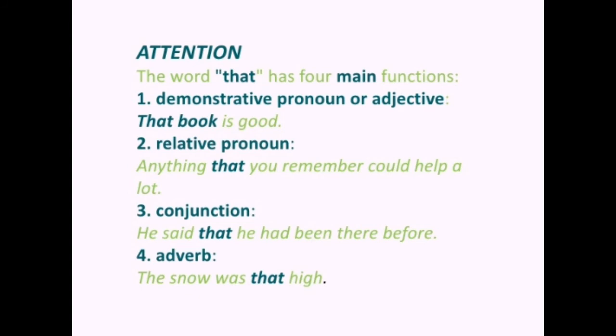Like that book is good, here book is coming, noun is coming with that, that means it is demonstrative adjective. Okay, relative pronoun, anything that you remember could help a lot. Relative means आप इस चीज को relate कर रहे हो. Okay, they are connected to each other. Conjunction, he said that, conjunction as a joining word use हुआ है, he had been there before. Adverb, the snow was that high. कितना high था? That high.